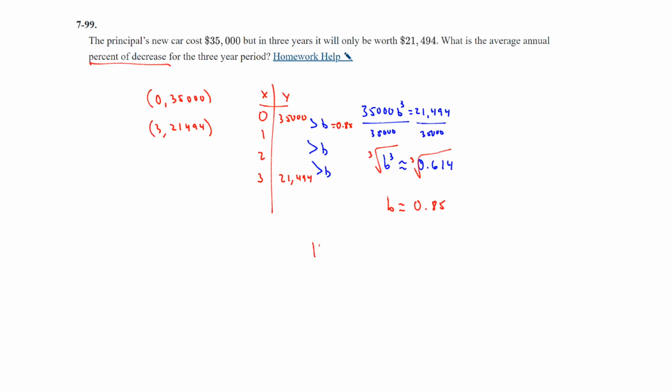That means that we started at 100% and we subtracted 15% to get to the 85%, or the 0.85, because that's what it represents. And so what is the average annual percent of decrease? Well, the average annual percent of decrease would be the 15%. It's not decreasing 85%. It's decreasing from 100% down to 85%, which is a decrease of 15%. So it's a 15% decrease.